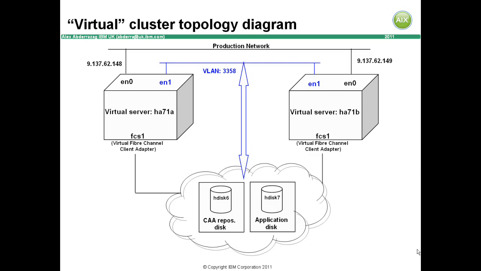This is similar in concept to Target Mode SSA or Target Mode SCSI for those that are old enough to remember this technology. Basically, serial-based communications are passed through VLAN 3358 to the VIOS server, which actually performs the SAN-based communications on behalf of the cluster node.